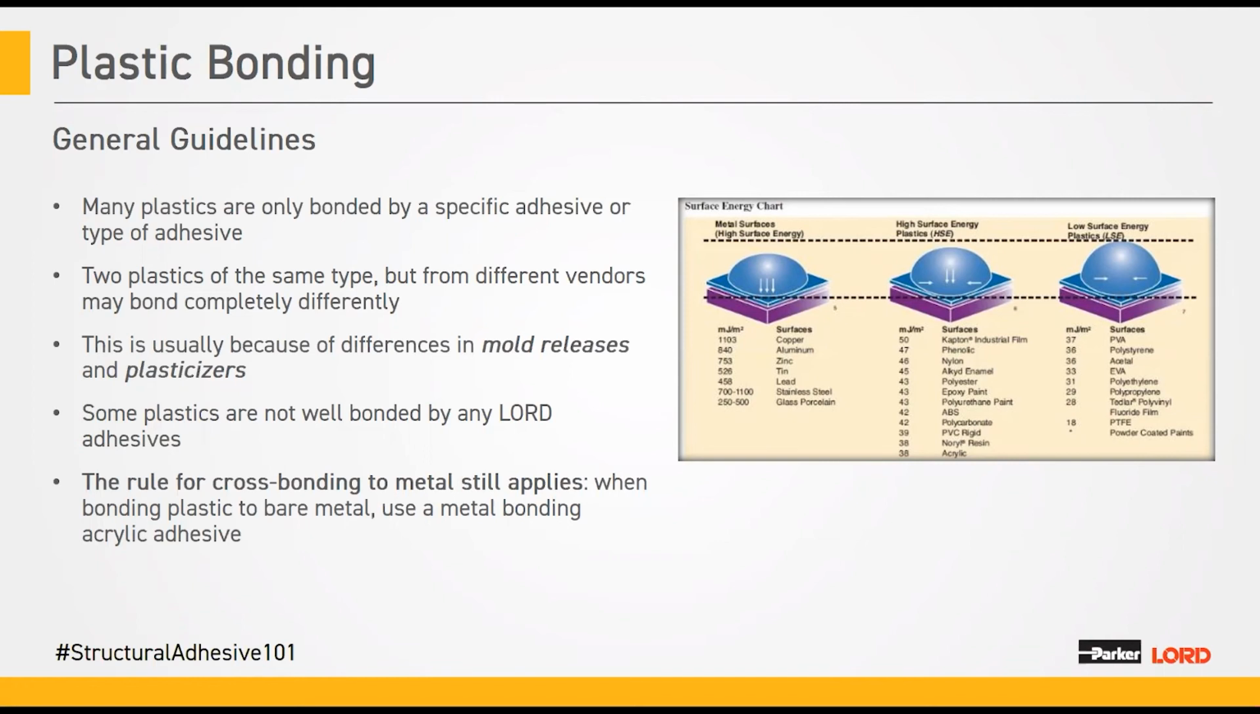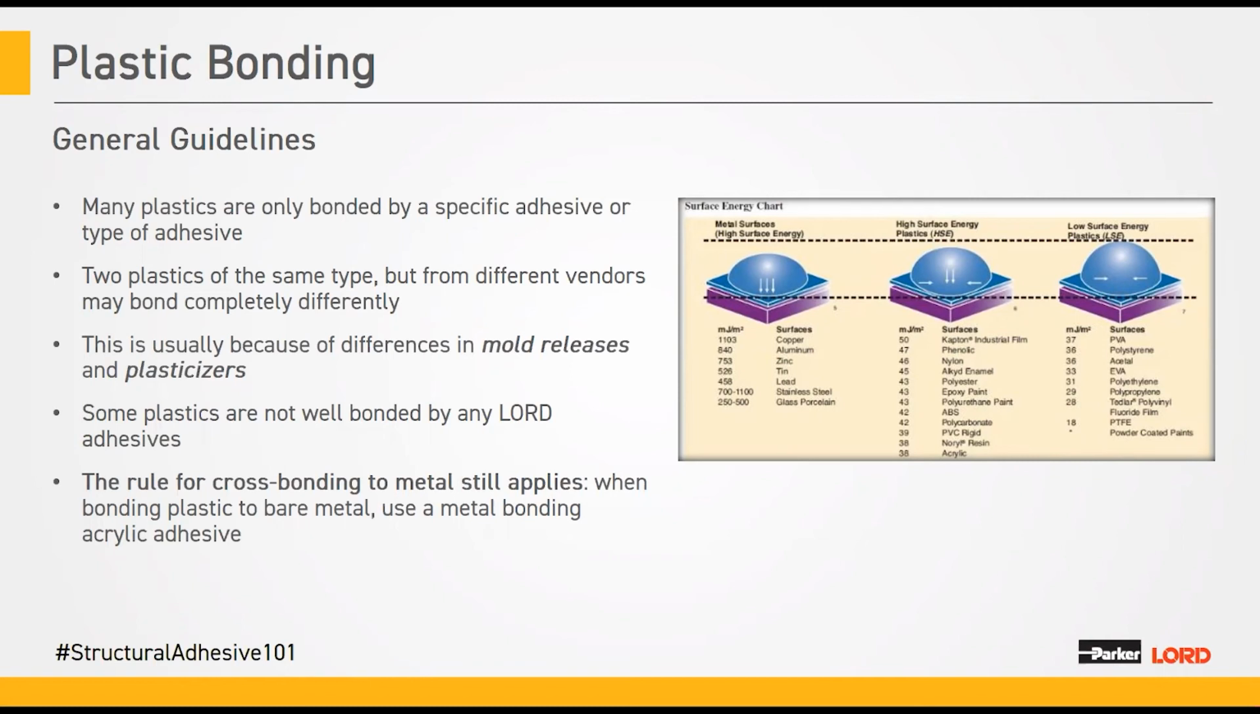The plastics may be the same type or the same general category, such as acrylic, but when supplied by different vendors, they may bond completely differently. This is usually due to differences in mold releases and plasticizers. So it may still be categorized as an acrylic plastic or a polycarbonate plastic, but it may perform differently. That's why we often recommend doing some additional testing to ensure that the adhesive bonds to those specific plastics.